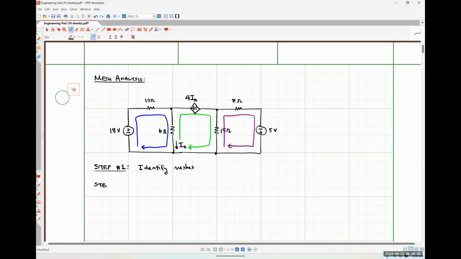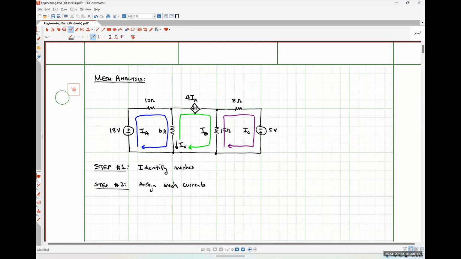Our next step is to assign our mesh currents. Realistically, these will probably be lumped together as a single step when you do it. So we're going to assign mesh currents. I'm just going to call this mesh current IA, this mesh current IB, and this mesh current IC. Let me explain exactly what I mean by these mesh currents.